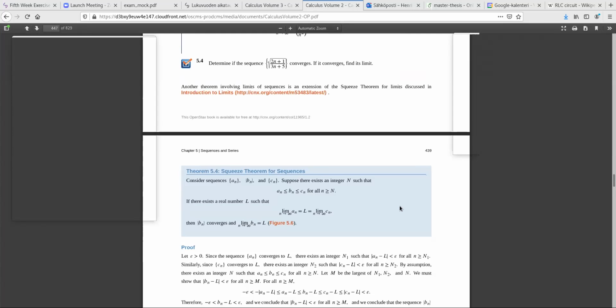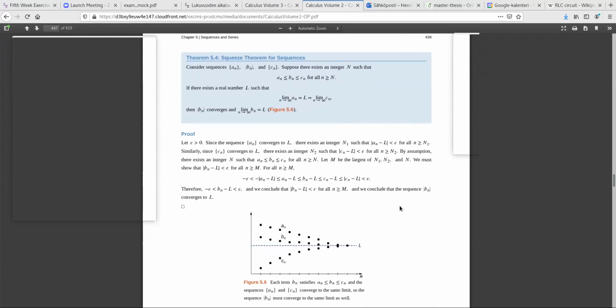The last thing that I'm going to say today is that if we have 3 sequences, a_n, b_n, and c_n, and if all the numbers in sequence A are smaller than or equal to all the numbers in B, which again are smaller than or equal to all the numbers in C, or in other words, if the sequence of B's is between the A sequence and the C sequence for all n, and if both A and C converge to the same number, then B also converges to that number.